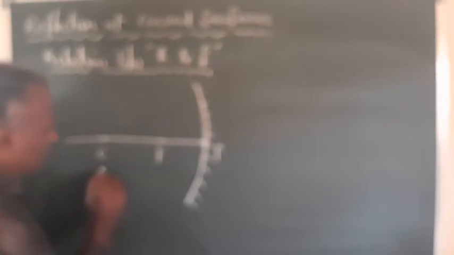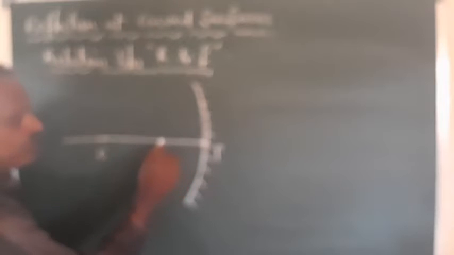So we need to get a relation between these. You see, C to P, or pole to the center of curvature, is the radius of curvature R. Pole to the focus is the focal length F, isn't it? So what is the relation between these two?